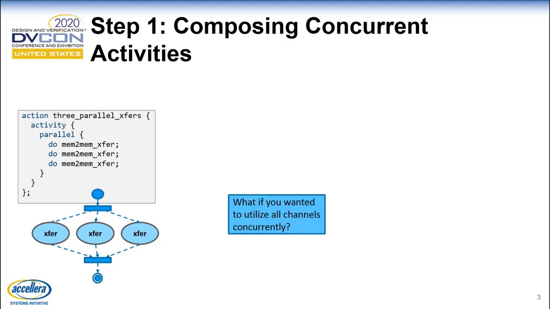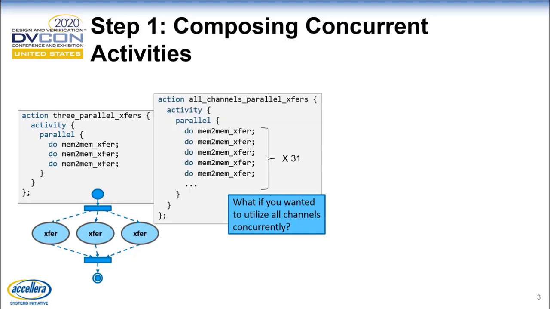DMA controllers typically have 8, 16, 32, 64 channels. What are you going to do? Are you going to hand code 64 or 32 lines of calling a transfer action? That's kind of nasty to write. But what's worse, you cannot read the intent off of this code, right? Of course, I call it with a meaningful name. I say, the intent of this action is to utilize all channels in parallel. But it's not explicit in the code.